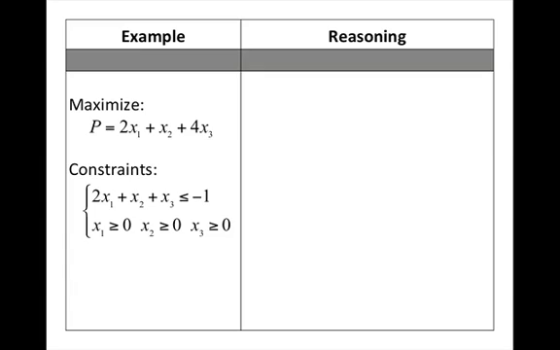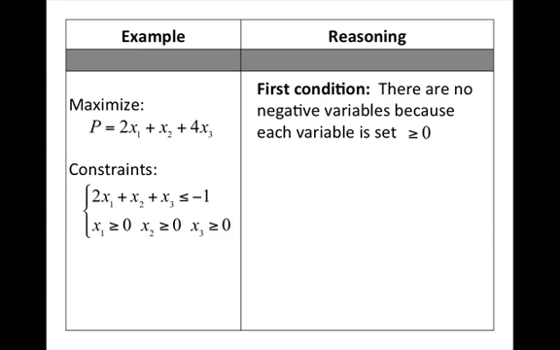In the next example, I want to maximize p equals 2x sub 1 plus x sub 2 plus 4x sub 3. My first constraint is 2x sub 1 plus x sub 2 plus x sub 3 is less than or equal to negative 1. And then I have each of my variables greater than or equal to 0. So our first condition is met. There are no negative variables because each variable is set greater than or equal to 0.